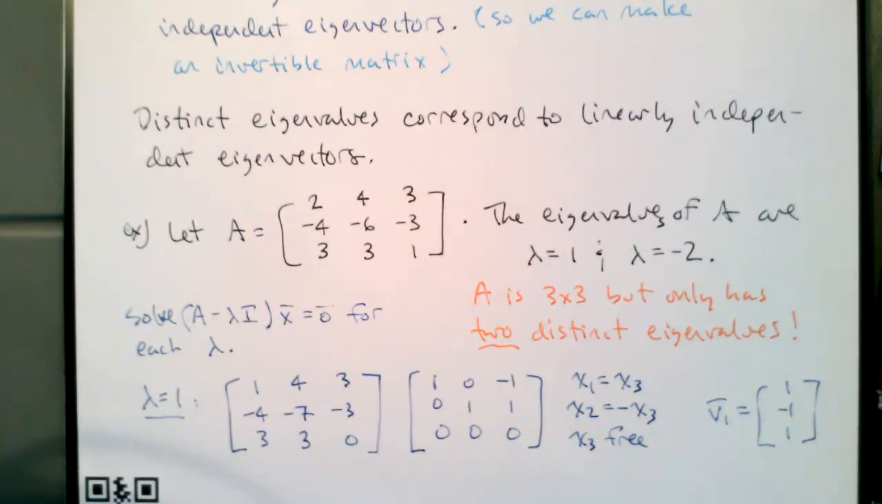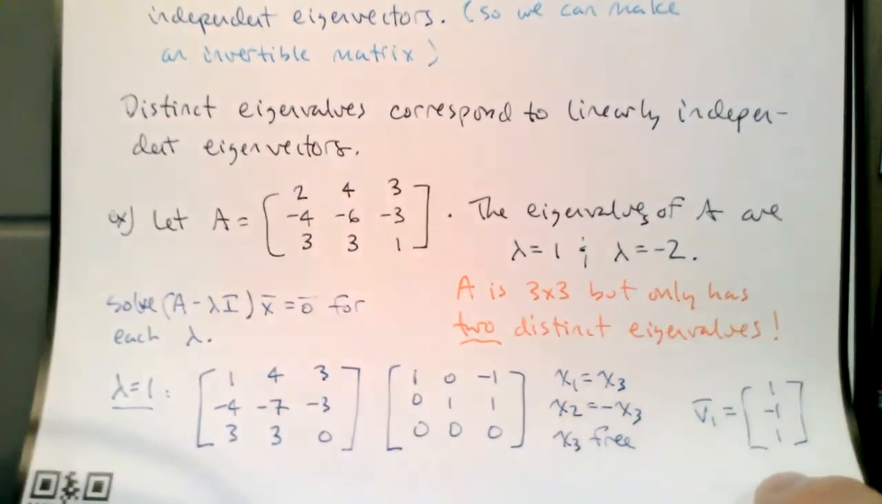We got to do the same thing for lambda equals -2. I've got to subtract a negative 2 from the main diagonal and see what we get. I can't remember the whole matrix. So now I'm going to solve the homogeneous equation for lambda equals negative 2.